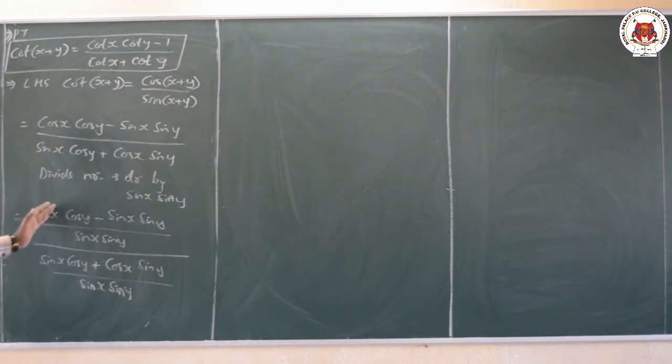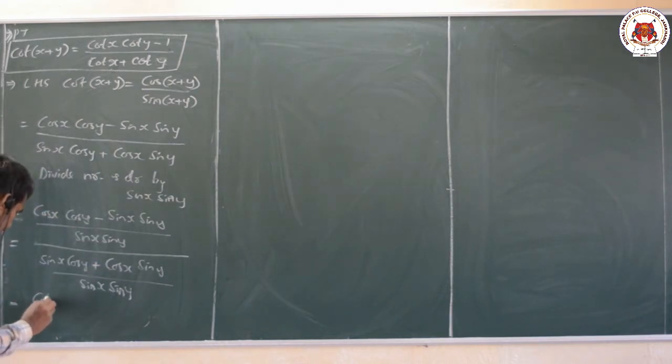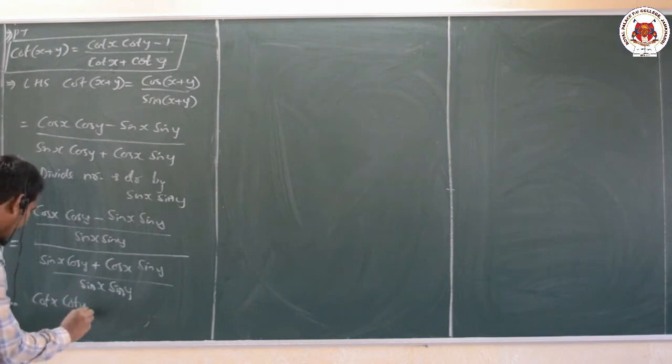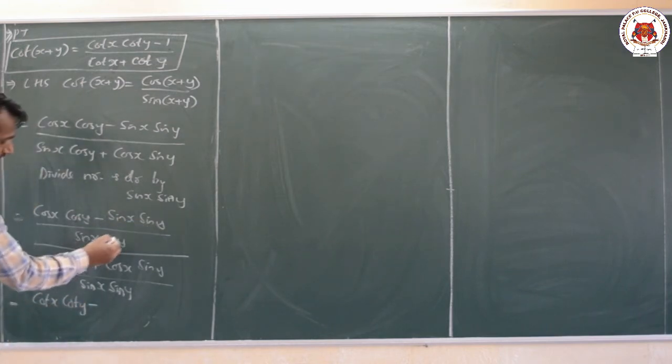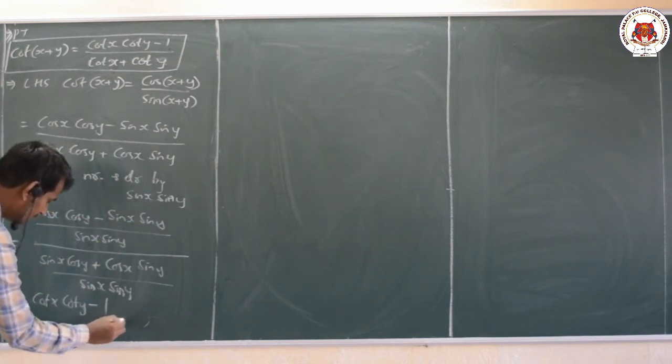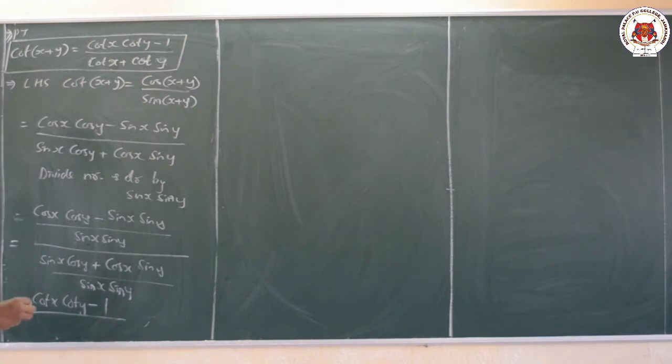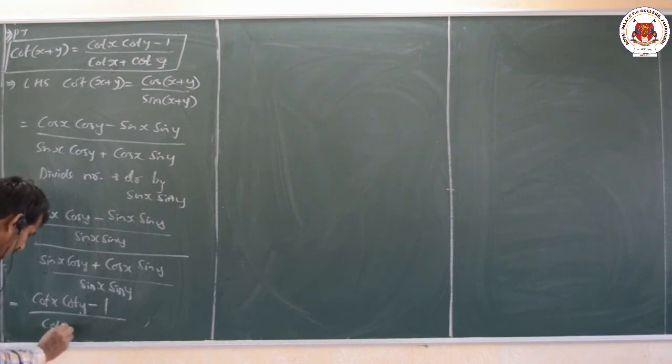Now respectively I will divide, that means cos by sin, that is cot, cos y by sin y, that is cot y. So what we get here is cot x into cot y minus these two terms divided by sin x sin y, which gets the value 1. Next part: sin x gets eliminated, the remaining part is cos by sin, that is nothing but cot y.